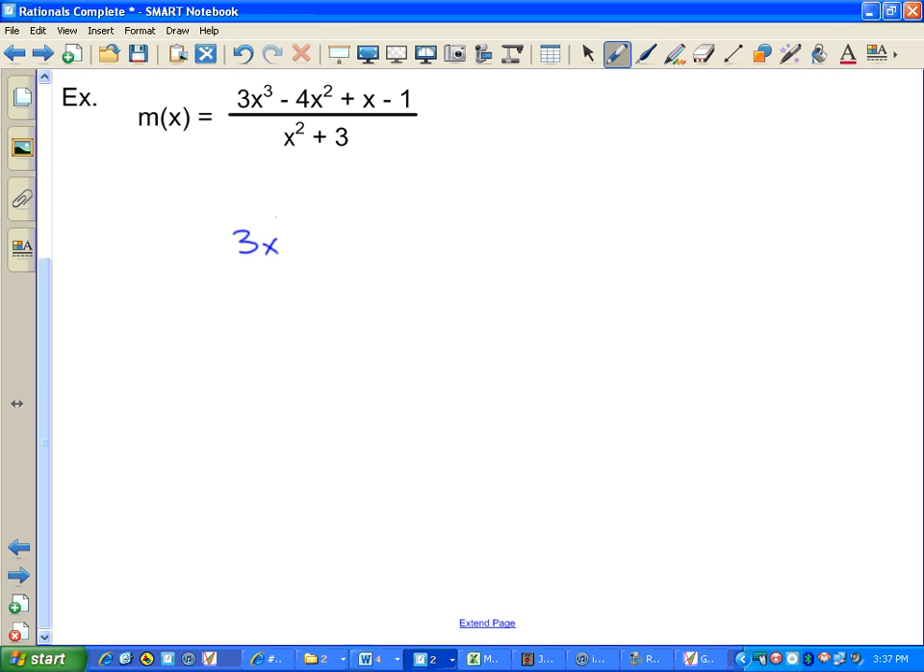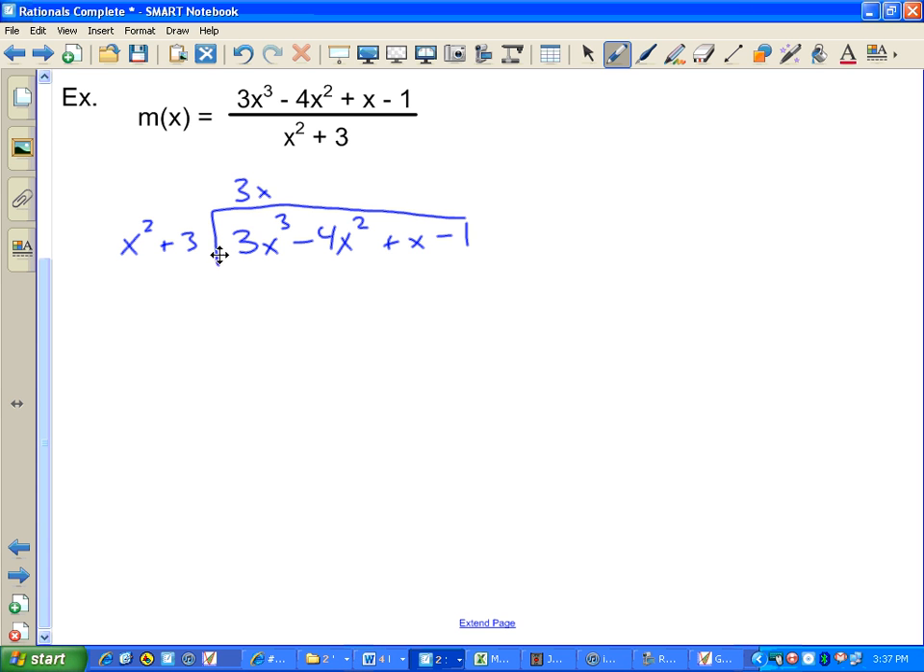I have 3x cubed minus 4x squared plus x minus 1, and I'm dividing by x squared plus 3. I need to match the x cubed, so I'm going to multiply by 3x. That gives me 3x cubed plus 9x. Change my signs and add these up. This cancels, and this turns into negative 13x squared. So I need to multiply by negative 13.